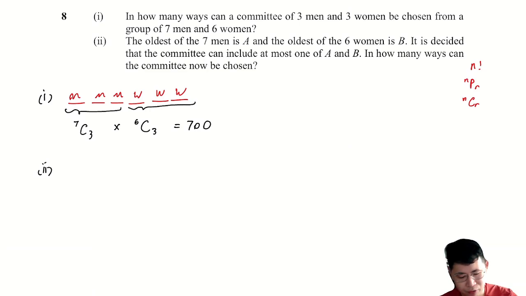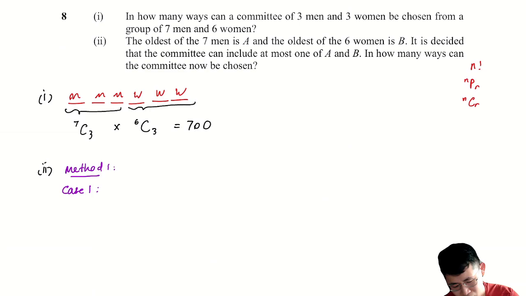Very simple, straightforward. Now for the second part: the oldest of the 7 men is A, the oldest of the 6 women is B. It is decided that the committee can include at most one of A and B. In how many ways can the committee now be chosen? Let's look at method 1. We need to include at most one of A and B, so we have to split by cases.